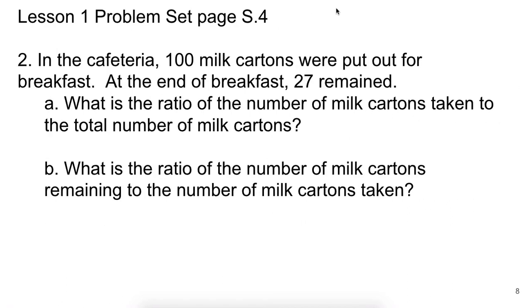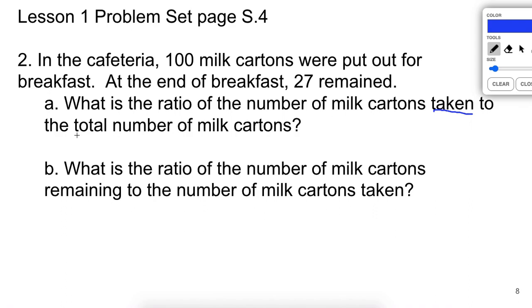Okay, so on this one, in the cafeteria, 100 milk cartons were put out for breakfast. At the end of breakfast, 27 remain. So what is the ratio of the number of milk cartons taken to the total number of milk cartons? So we want taken to total. Now the thing is, our total was what we started with, wasn't it? We started with 100 milk cartons, and they told us 27 remained, so they didn't tell us how many were taken. But we can figure that out by doing 100 minus what was left, which was 27.